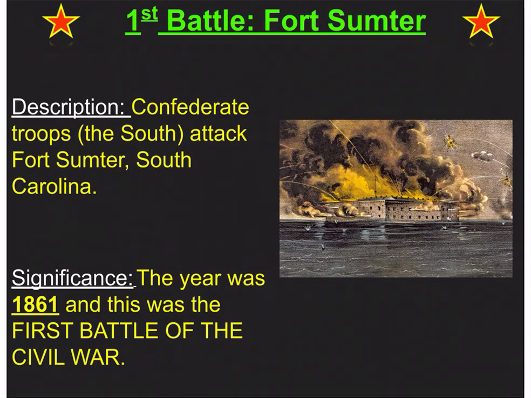Once he gives his inaugural speech, the South still does not accept it. They see that there are some Union soldiers in Fort Sumter, which is located in South Carolina. They decide to attack those Union soldiers. This is officially the first battle of the Civil War. And this is what officially starts the Civil War. So Fort Sumter, the significance, again, is the very first battle of the Civil War.